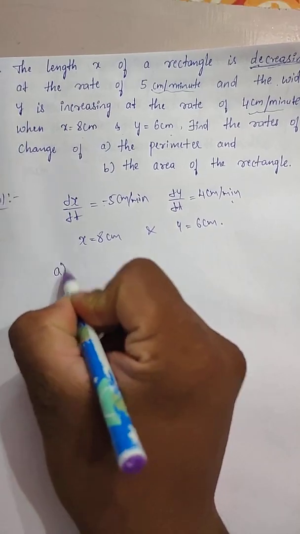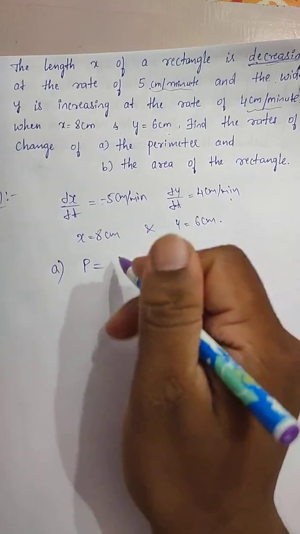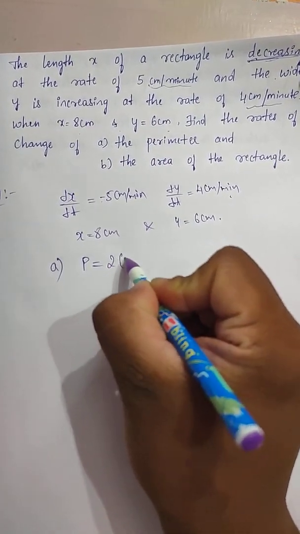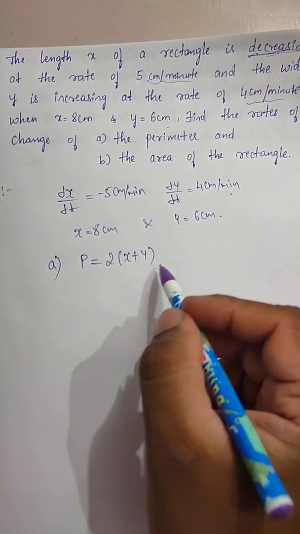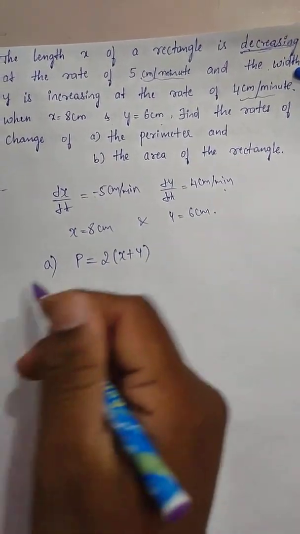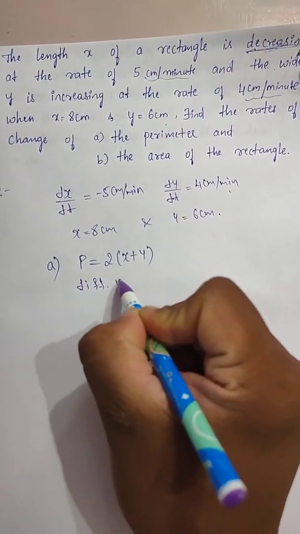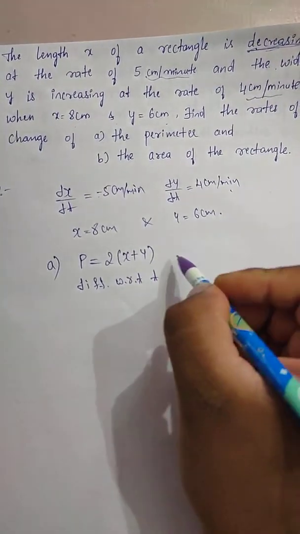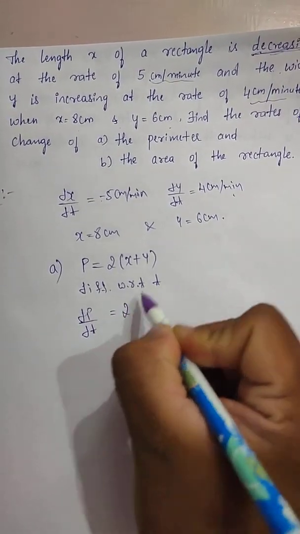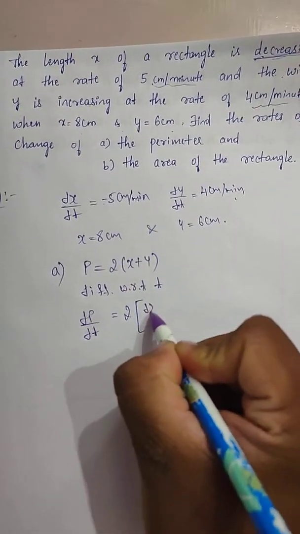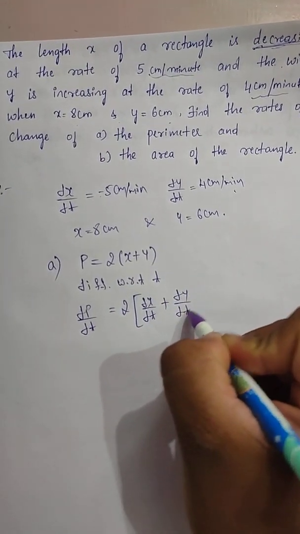So the first question they asked is the perimeter of a rectangle. So what is the perimeter of a rectangle? The perimeter of a rectangle means the outer length of a rectangle. The formula is P is equal to 2 into (x plus y). Is it clear? Now differentiate with respect to t. So dP by dt is equal to, here 2 is a constant, the differentiation of x is dx by dt plus the differentiation of y is dy by dt.